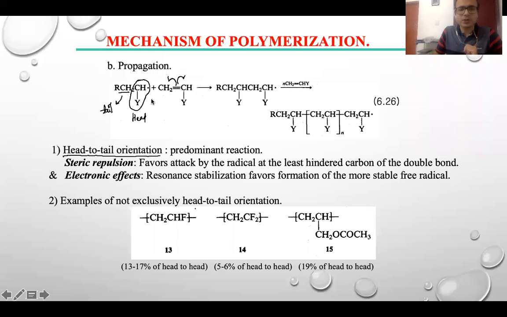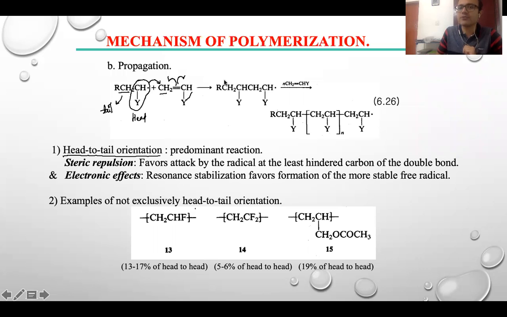Okay, so what do we find here? I told you this is the head and this is the tail. Now in this monomer, this particular part, that is CHY, would be your head and this particular part would be your tail. So now this activated monomer is adding on to the tail part, okay, and then you have a radical generated at the head part.